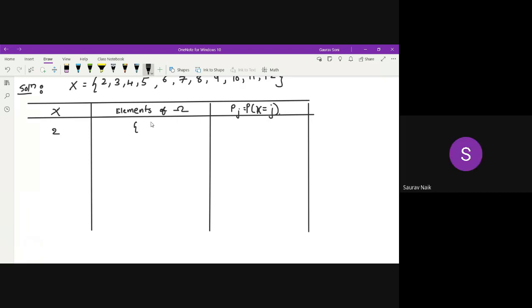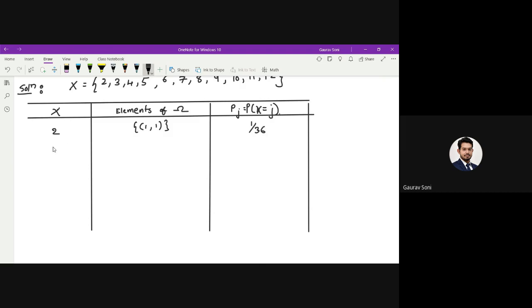1,1. What is the probability? 1 out of 36. 1 upon 36.